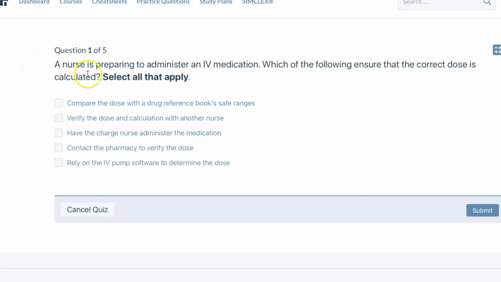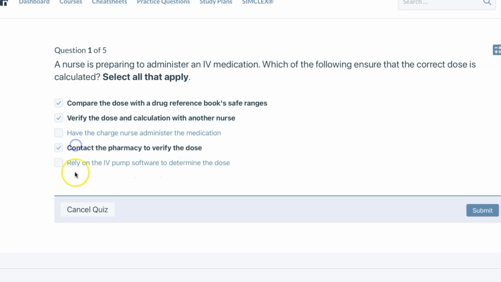Thank you. A nurse is preparing to administer an IV medication. Which of the following ensures that the correct dose is calculated? Select all that apply. Compare the dose with the drug reference book's safe ranges. Verify the dose and calculation with another nurse. Have the charge nurse administer the medication? No, that's not realistic. Contact the pharmacy to verify the dose. Rely on the IV pump software to determine the dose.